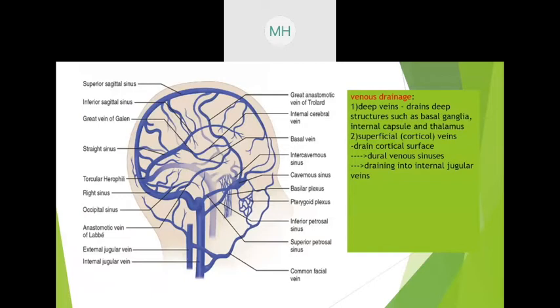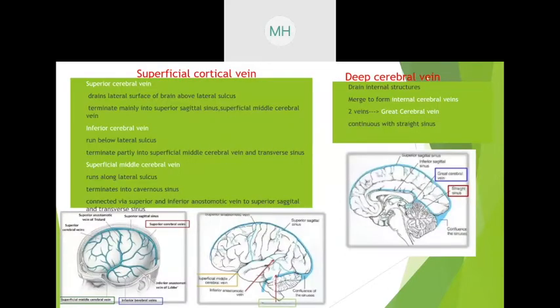Next is the venous drainage. The venous system can be divided into two systems, the deep veins and the superficial or cortical veins. The deep veins drain the internal structures. They merge from the internal cerebral veins into two veins and then continue with the straight sinus here.